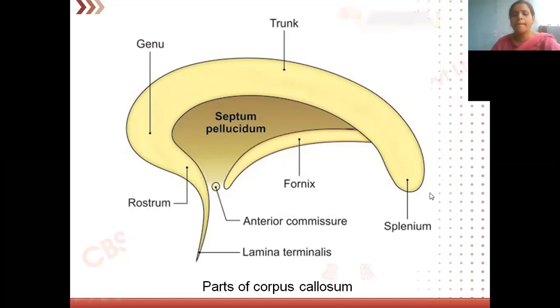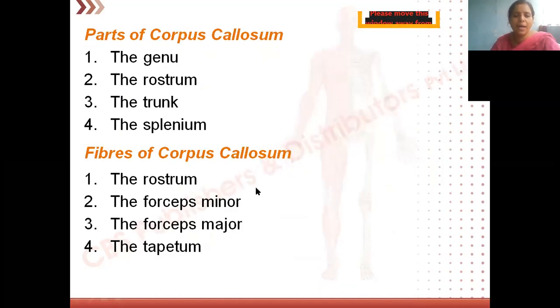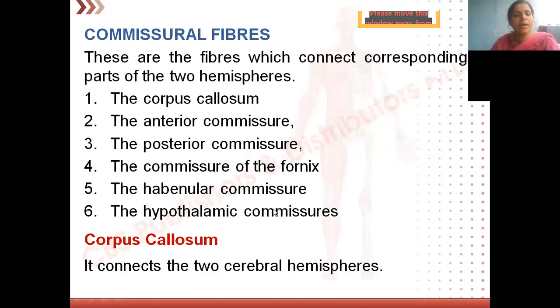Correspondingly, behind the splenium, we will have the posterior commissure. Close to the fornix, we have the fornicial commissure. And the largest among the habenular nucleus and hypothalamic nucleus will be below the fornix area. So connecting the right and left habenular nucleus and the right and left hypothalamic region, very small commissural fibers will be there, which are named the habenular and hypothalamic commissures.